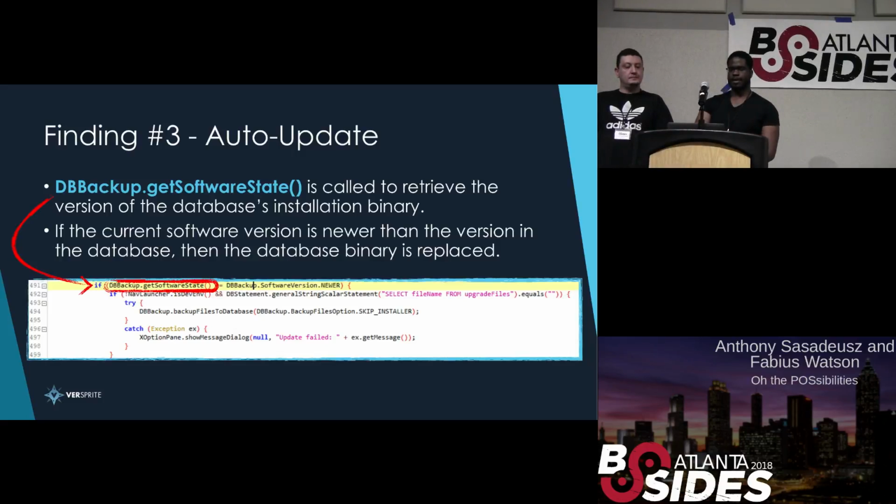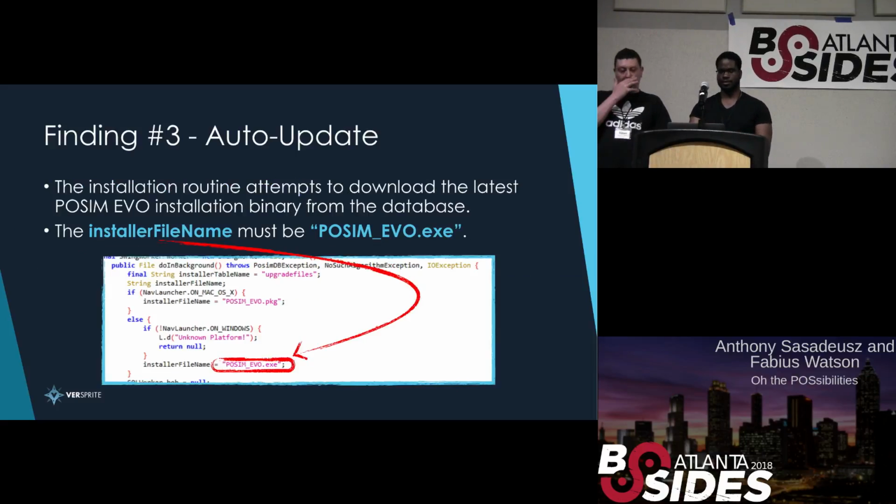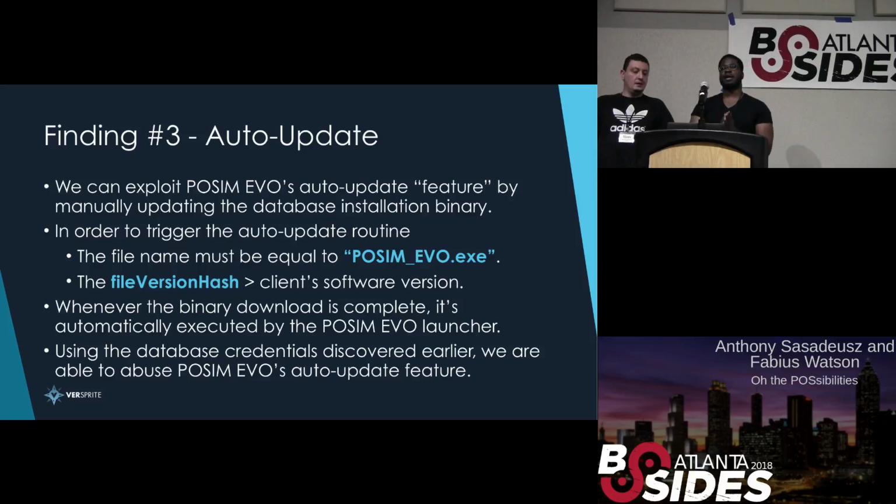It'll call DB backup get software state in order to determine the database's installation binary version. And as I mentioned, if the software version that the user is running is newer than the software version in the database, it'll replace the binary in the database with the one that the user has. So whenever the user launches POSIM, and it checks to see if the version is newer or older, and the user decides to update, it'll look in the database for a file called POSIM EVO.exe. We thought about how this was implemented, and given our access to the database from the credentials that we got earlier, we decided to try and exploit this feature by forging an installation binary.